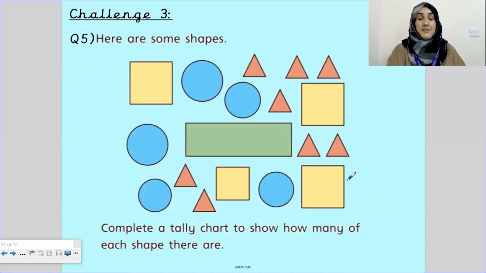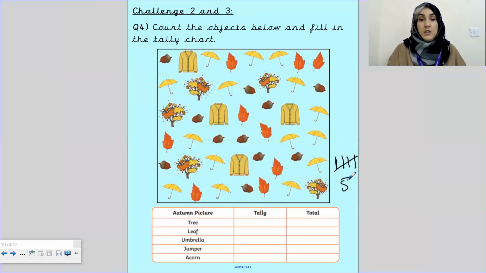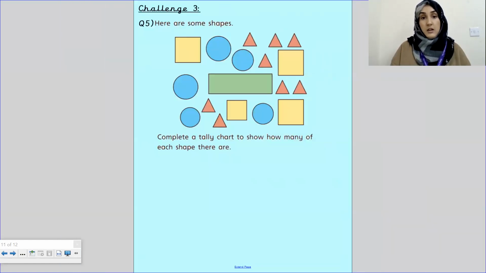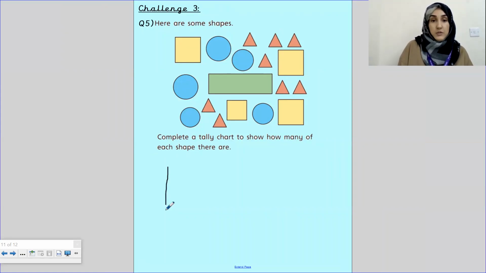Challenge 3, question number 5. Here are some shapes. You are going to complete a tally chart to show how many of each shape there are. So you are going to draw a tally chart like this. Now I'm going to help you a bit with this question. Let's extend the page. I'm going to help you a bit with this question because it is your first lesson on this topic. So this is how you would draw the tally chart, okay? This is what I would like.